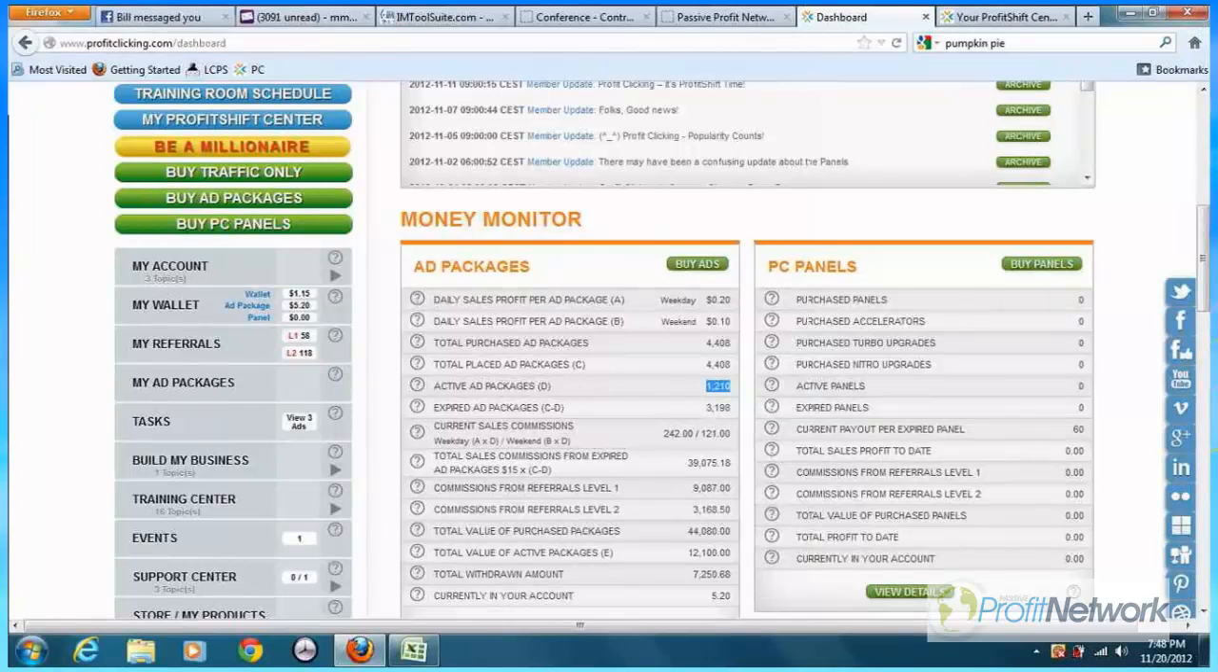Well, now it's only 1,210. Okay, so it looks like, well, you said 75%, but it's only 50%. That's what it appears to be. But remember, you need to take into account that all ad packages purchased after October 25th were not included in the profit shift. I think I purchased about right around 600 after October 25th. So you take that 600 off of that, and I'm left with 600 in my account from the profit shift itself.